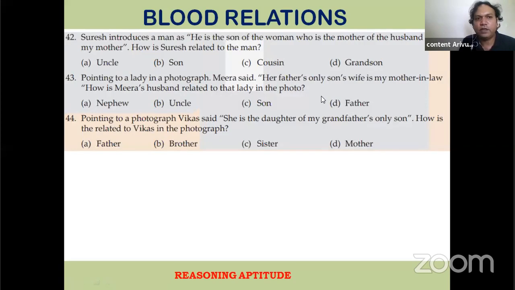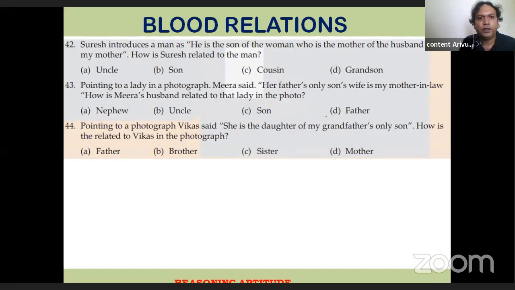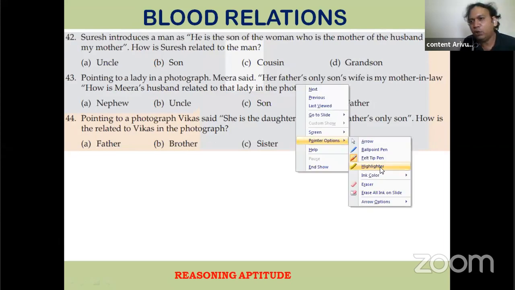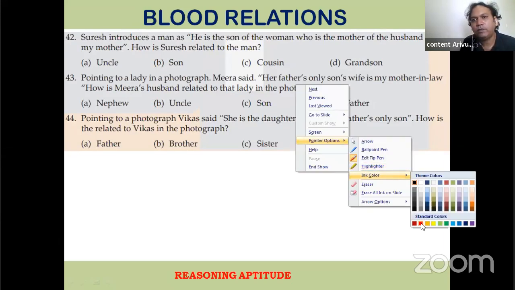What is the answer for question number 42? 42, you're saying A is the answer. B is the answer. Okay, let's see. 42 correct answer is B. Let's solve. Just now I told you how to work it out, so I'll show you exactly how it is done.